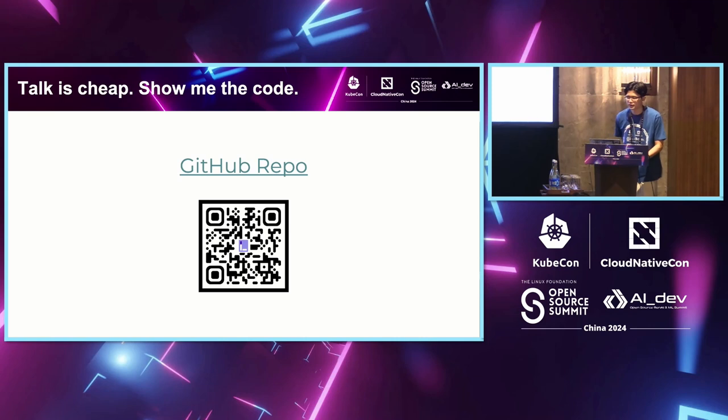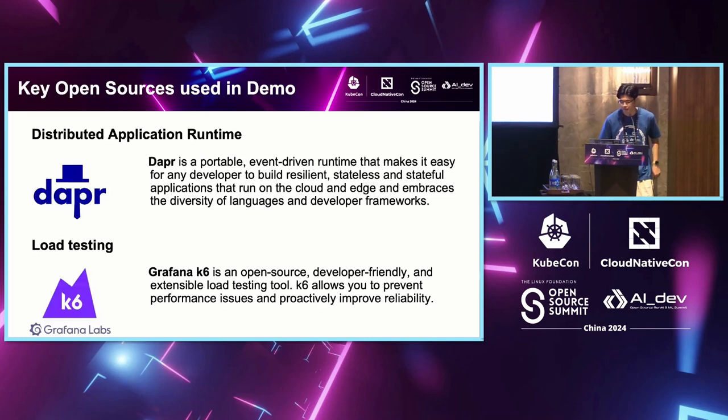Yes, I know talk is cheap, so let me show you a demo. Here's a GitHub repository I made. Before we dive into our demo, I'll quickly share the open source tools I used. First is Dapr, a distributed application runtime. You can easily build and operate distributed systems with Dapr. And Grafana k6 is a load testing tool. You can inject load with simple JavaScript code. I will show you later.